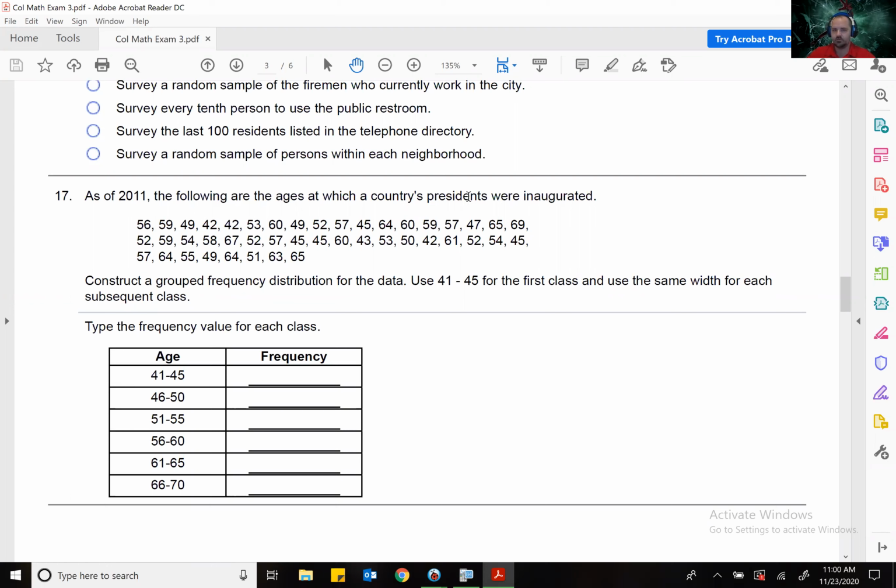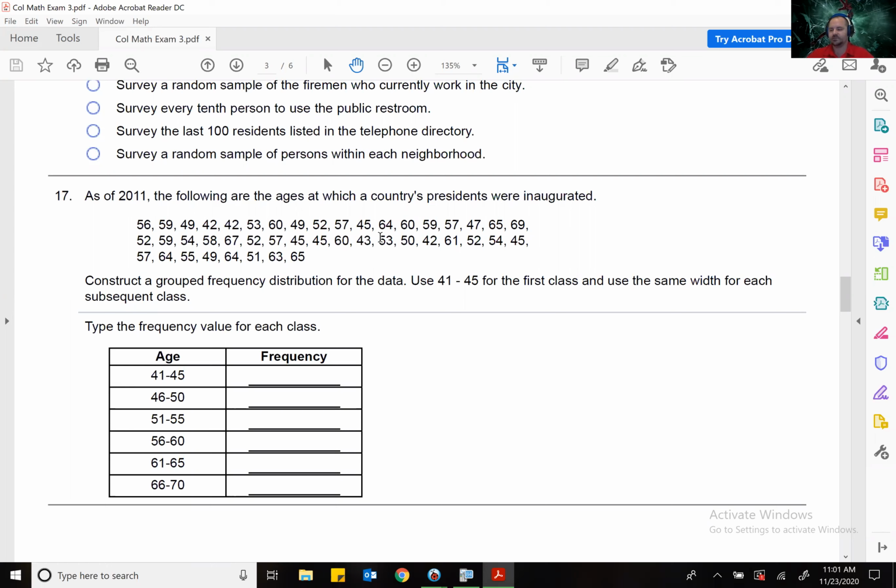65 is in the 61. 69 is down in the 66. 52 is in 51. 59 is in the 56. 54 is in the 51. 58 is in the 56. 67 is in the 66. 52 is in your 51. 57 is in the 56. 45 is in the 41. 45 is in the 41. 60 is in the 56. 43 is in the 41.